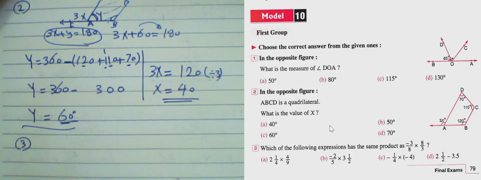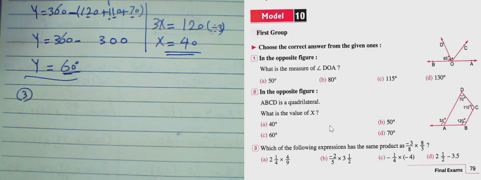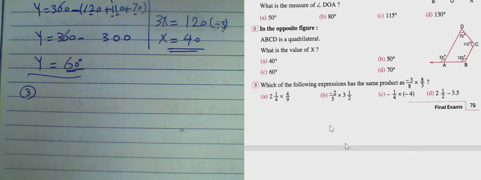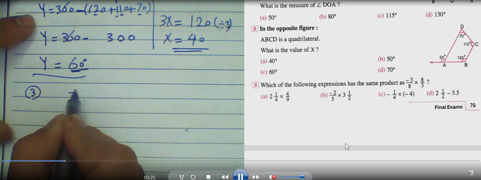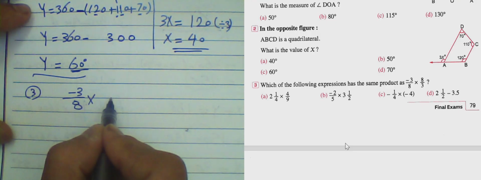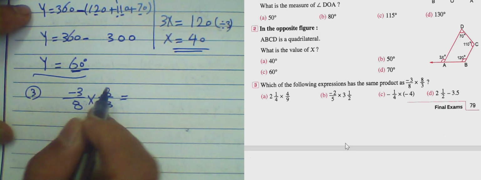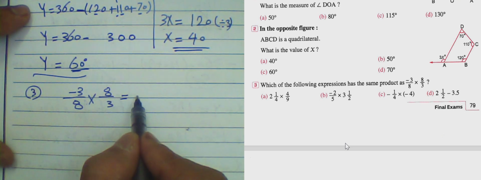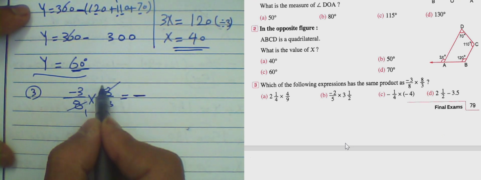Next question: which of the following expressions gives the same product as negative 3 over 8 multiplied by 8 over 3? We have a number and the reciprocal of this number. The product between them will be negative 1, because 3 over 8 multiplied by 8 over 3 is 1, and the sign here will be negative. Then the result will be negative 1.